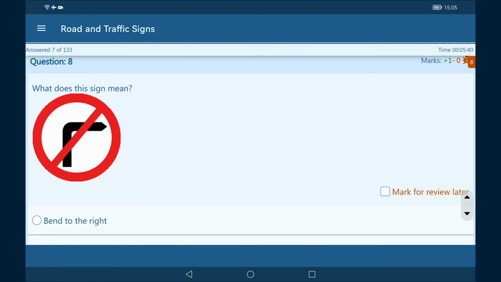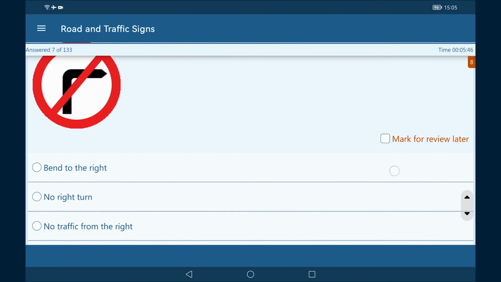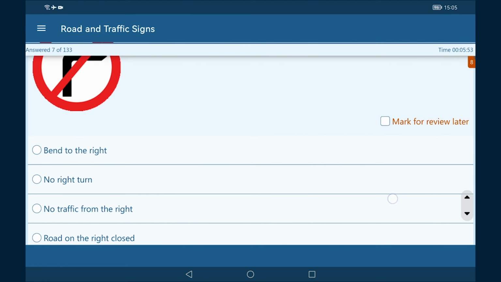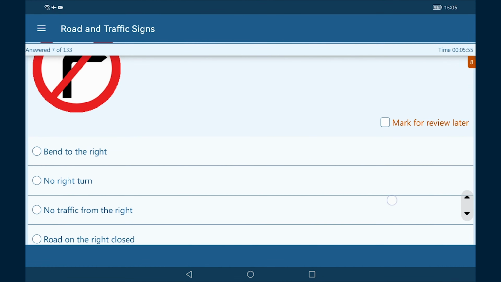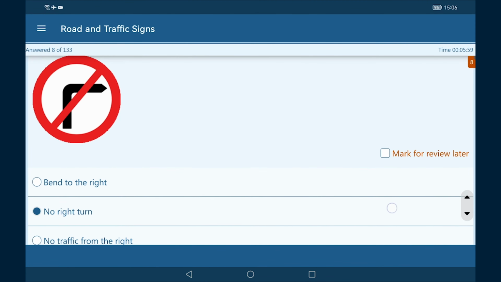Question 8. What does this sign mean? Option 1. Bend to the right. Option 2. No right turn. Option 3. No traffic from the right. Option 4. Road on the right closed. The correct answer is Option 2, that is, no right turn.